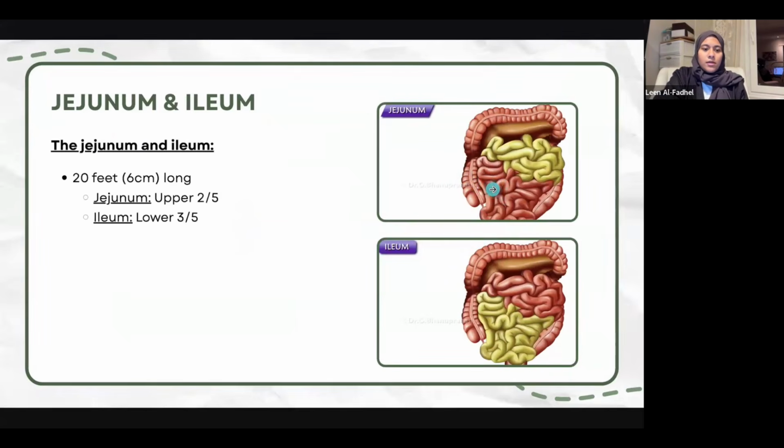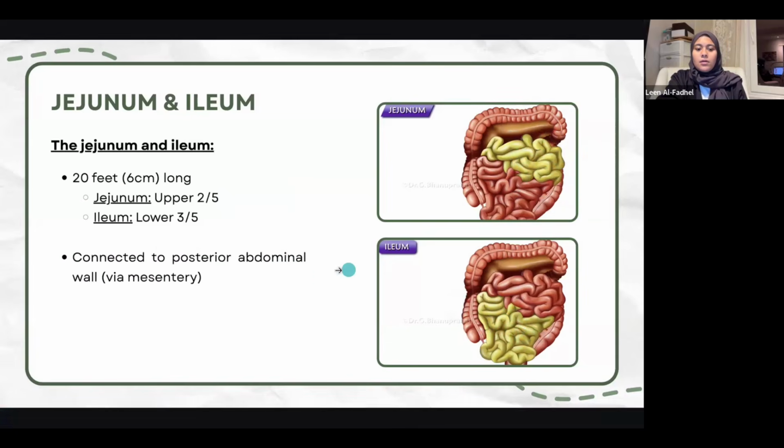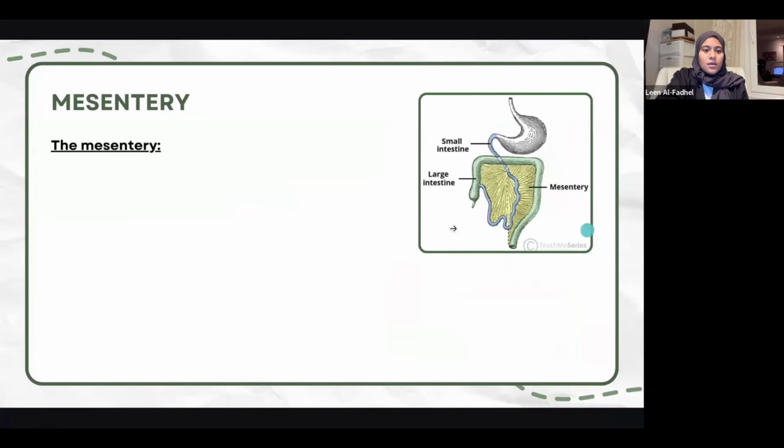So the jejunum and ileum together, they're 20 feet long, 6 centimeters long. The jejunum consists of the upper 2/5 of the intestines. The ileum consists of the lower 3/5. And the jejunum is more situated to the left, and the ileum is more situated to the right. And they're connected to the posterior abdominal wall by what? By the mesentery. Now, speaking about mesentery, this is how the mesentery looks.